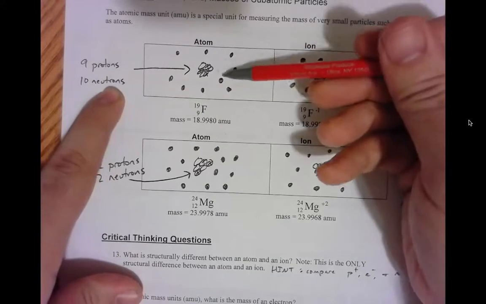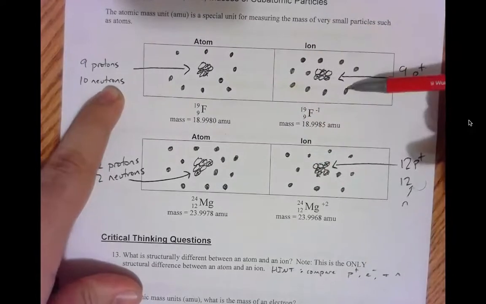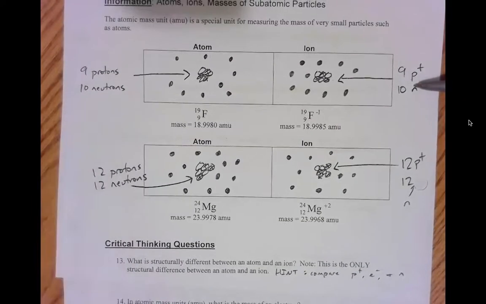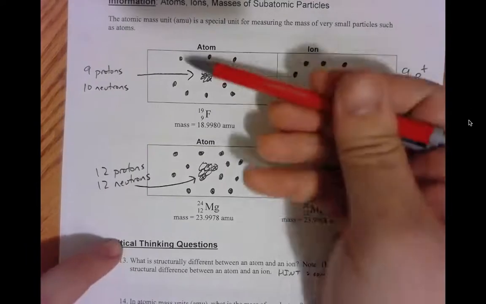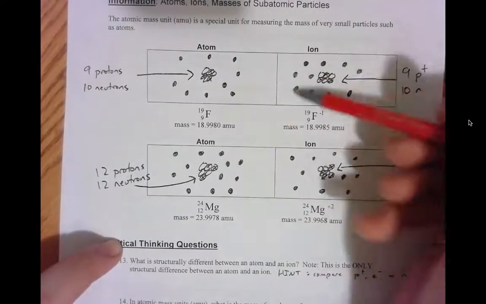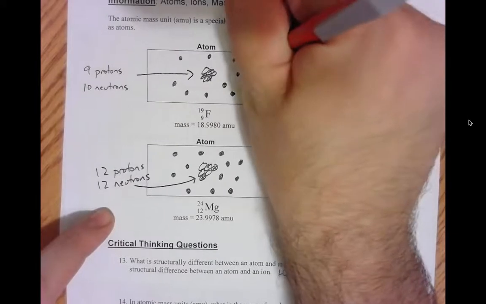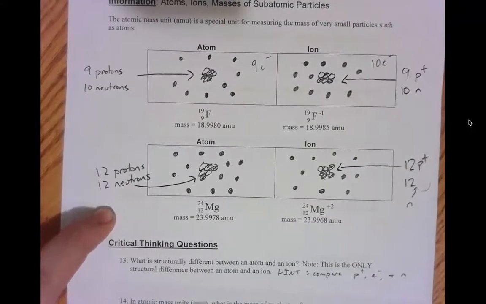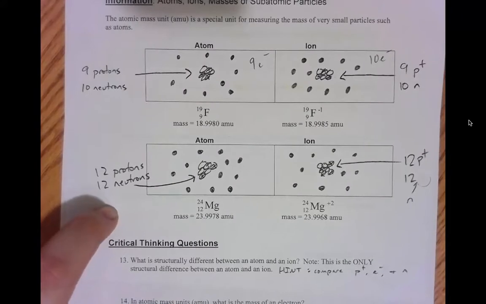When you compare the atom of fluorine to the ion of fluorine, the number of protons and the number of neutrons don't change. So the only thing left to compare is the electrons. If you were to count up these electrons, you would notice that the atom has 9 electrons and the ion has 10. So the only difference between an atom and an ion is the number of electrons.